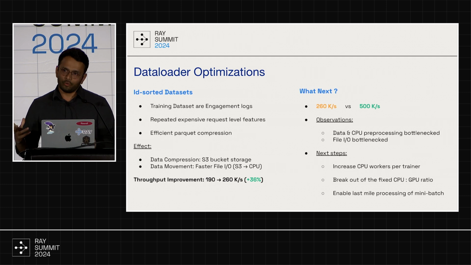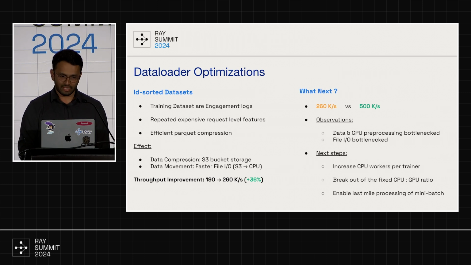And what we had to do, instead of just shrinking the data, was figure out a way where we can scale out the data pre-processing itself. And we had to break out of the fixed CPU to GPU ratios that we had available on our GPU nodes. And so that's what we ended up doing next.